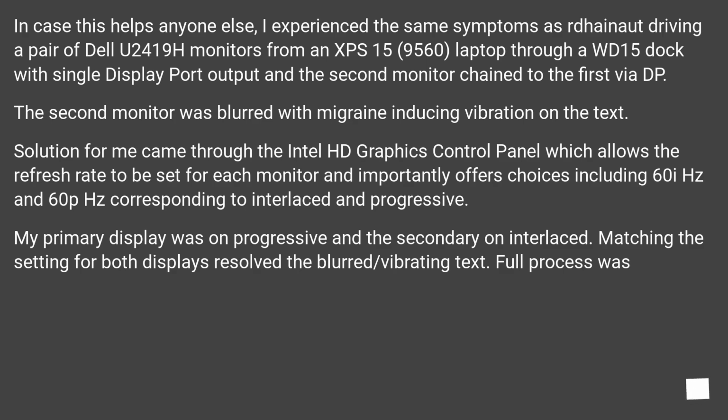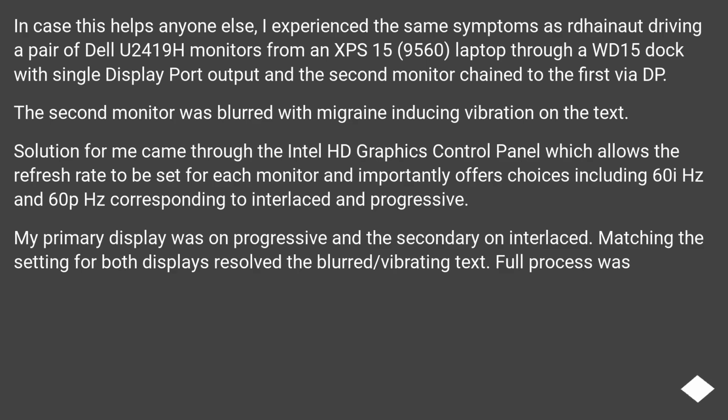The solution for me came through the Intel HD Graphics control panel, which allows the refresh rate to be set for each monitor and, importantly, offers choices including 60 interlaced and 60 progressive. My primary display was on progressive and the secondary on interlaced. Matching the setting for both displays resolved the blurred, vibrating text.